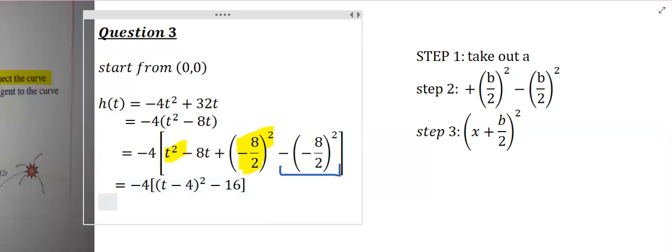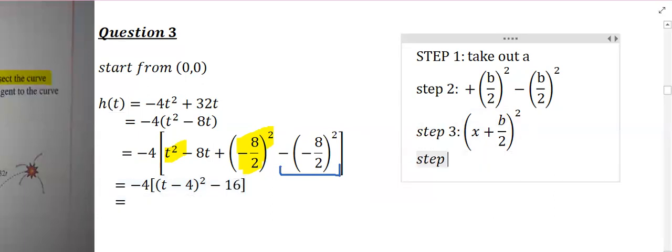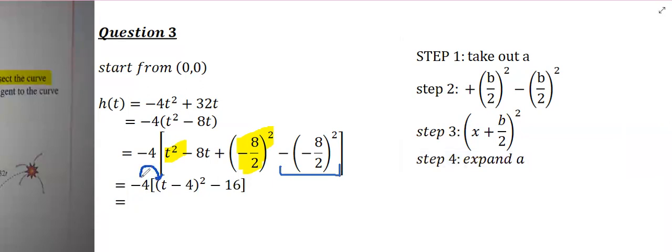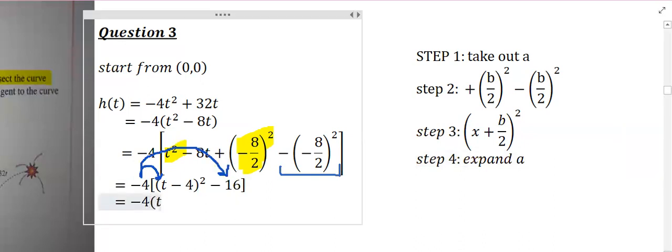Okay, actually ada lagi step number 4. Tadi tak ada sebab kita tak keluarkan A. If we don't have step number 1, we don't have step number 4. But if we have step number 1, then we have step number 4. Step number 4 is what? Expand the A again. Okay, so ini -4 darab dengan bracket. -4 darab dengan -16. Okay, -4. The bracket you don't times inside. Letak luar saja. Jangan darab dalam bracket. Then -4 times -16 positive 64. Okay, we done already.